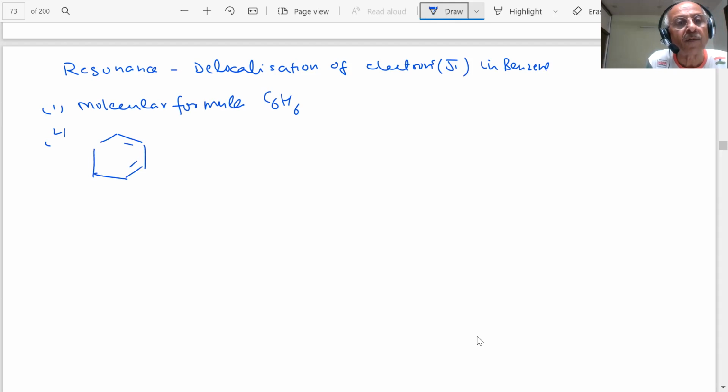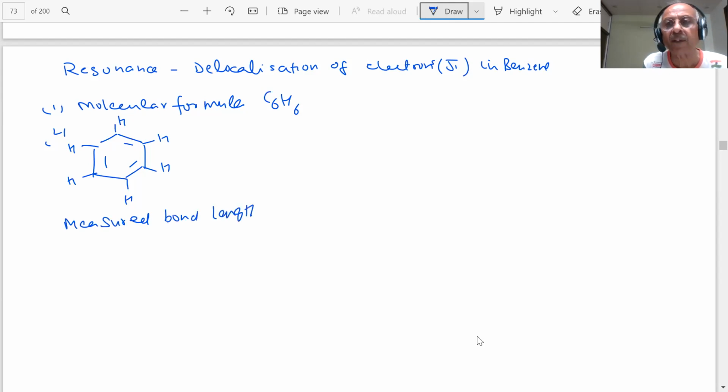The structure of benzene has alternate single and double bonds, student. And when it became possible to measure the bond lengths experimentally, now we have equipment to measure bond lengths. What did they find? All the carbon bond lengths in benzene are equal.